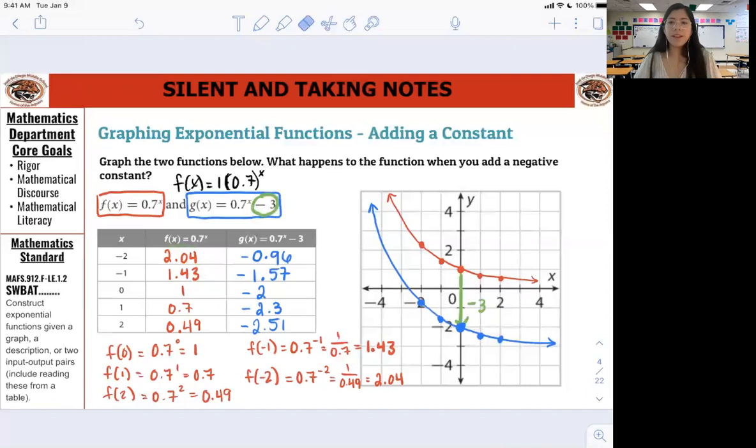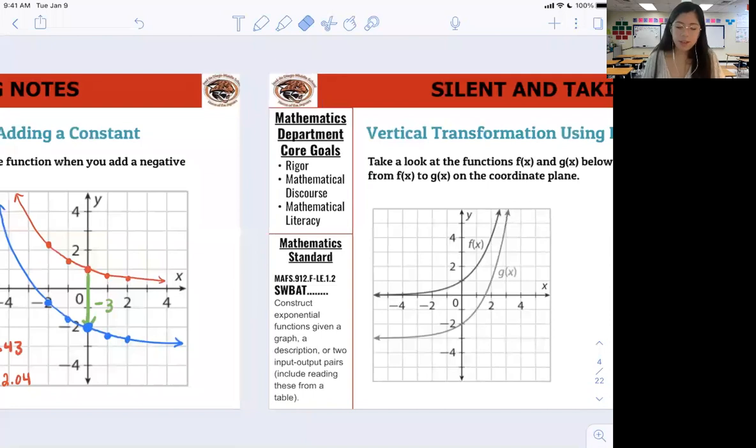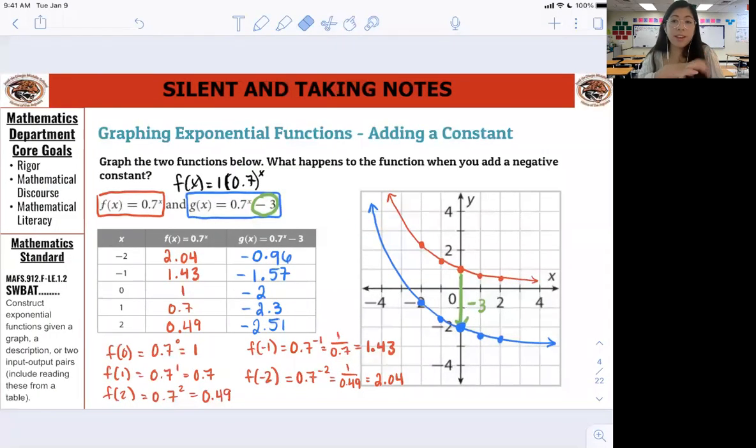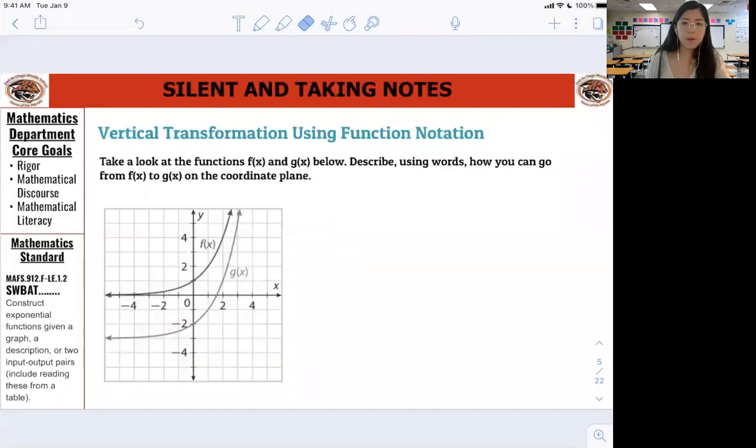Okay. All right. So now, because somebody was asking earlier what this looks like more on a test, I'm going to show you a couple more questions on the same topic, more like what would be on a test. So here's one. Take a look at the functions f of x and g of x below. Describe using words how you can go from f of x to g of x on the coordinate plane. So using words, how do I go from f of x to g of x?